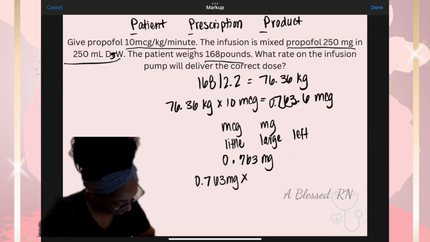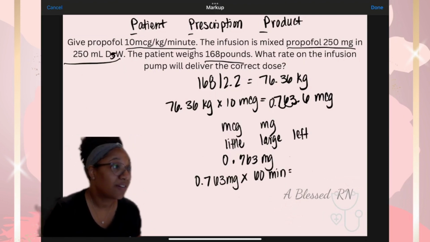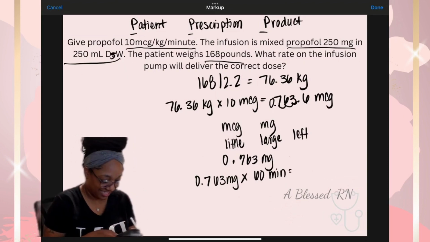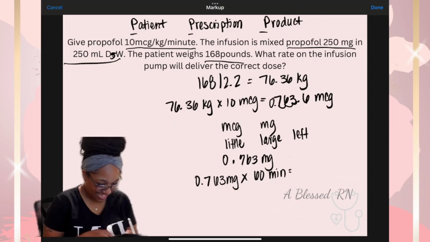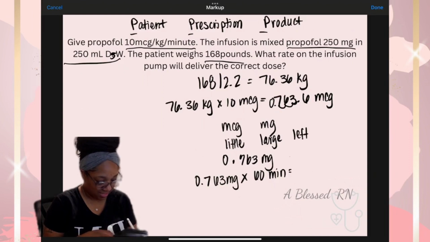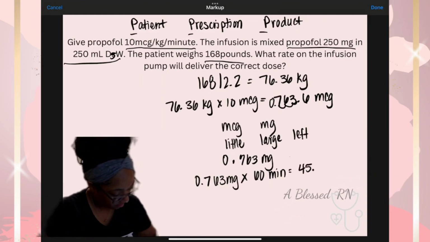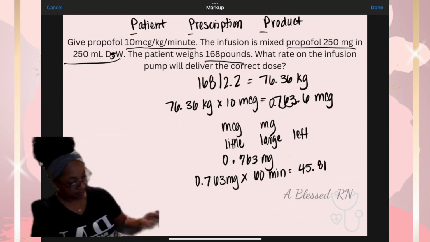And then you also multiply this times 60, because remember, it's in minutes, it's not in hours. I got that part. Okay. Times 60. All right. So that's going to be what? 45.81.